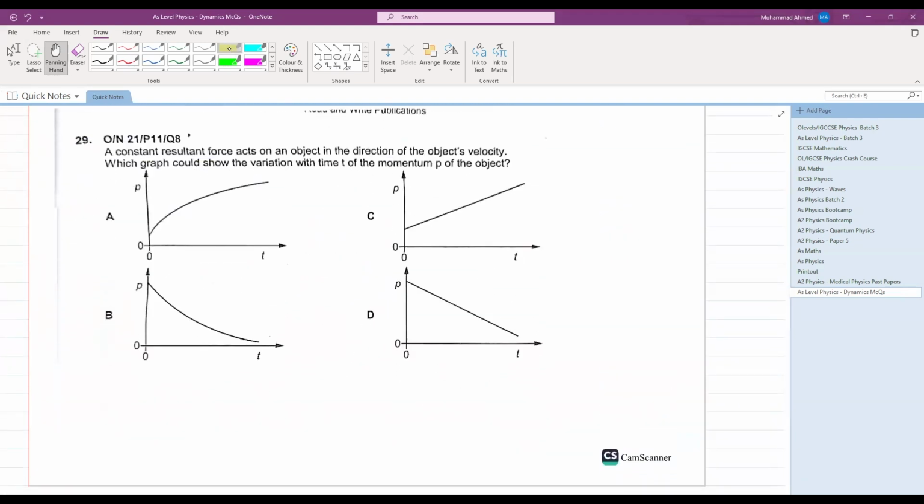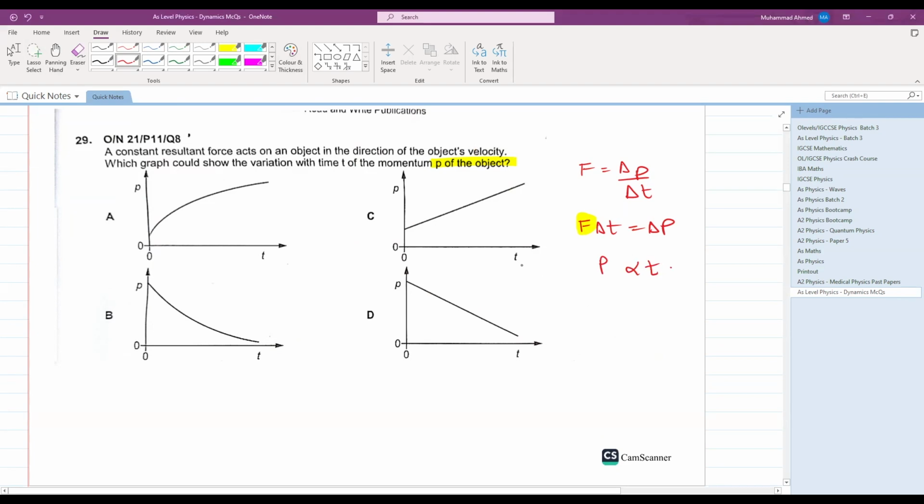Let's see this. A constant resultant force acts on an object in the direction of the object's velocity. Which graph shows the variation with time t of the momentum of the object? We have to show a momentum versus time graph. So force is equal to change in momentum over change in time. Let's take time to the other side. Force times change in time is equal to change in momentum. Now, since force is constant, what will happen? Momentum is directly proportional to time.